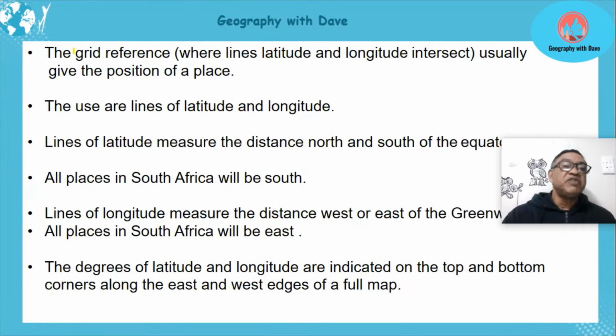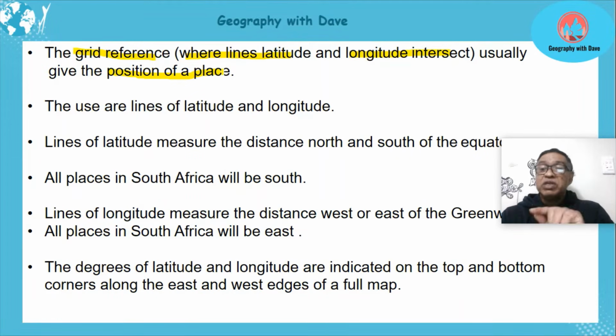So grid reference is actually where lines of latitude and longitude intersect. Okay, that's where we're finding it. It usually gives us the position of the place. So if I want to find something on a map, let me work out the grid reference. Or if I want to give somebody the reference so they can find the place.